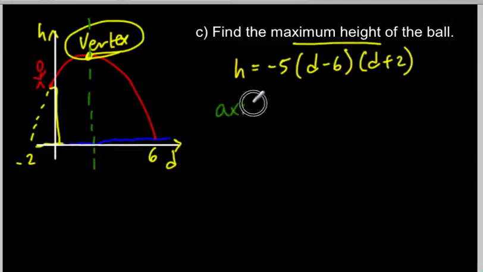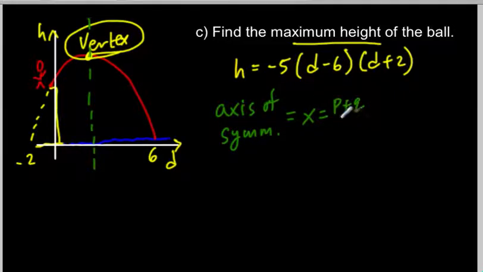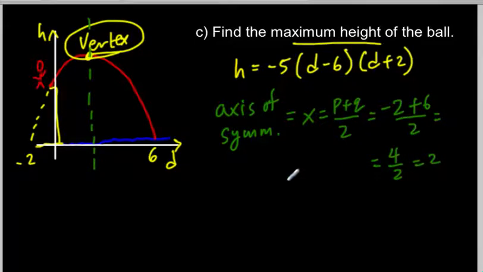So the axis of symmetry, I'm just going to write sym for symmetry. And remember, our equation was x equals p plus q divided by 2. And what we determined from the previous equation was negative 2 and 6. So it's negative 2 plus 6 divided by 2. That's equal to 4 over 2, which is 2. So we know that the x value, or the d value in this case, is going to be 2. So we're going to have our maximum height when we have a horizontal distance of 2 away from the cliff.